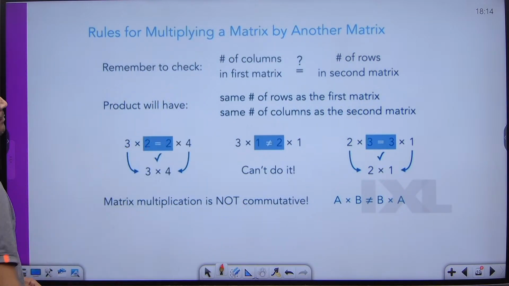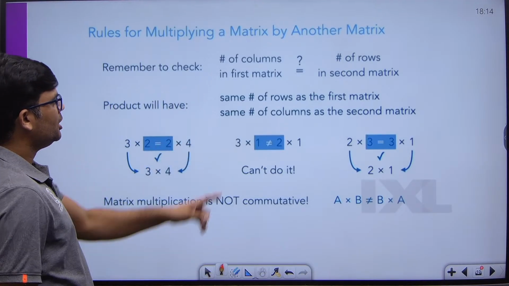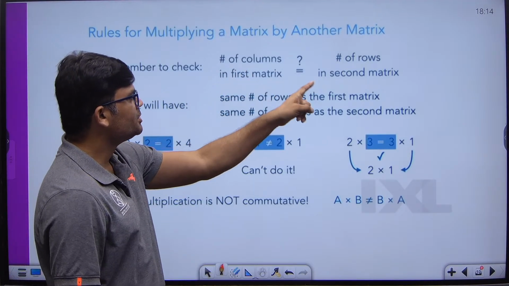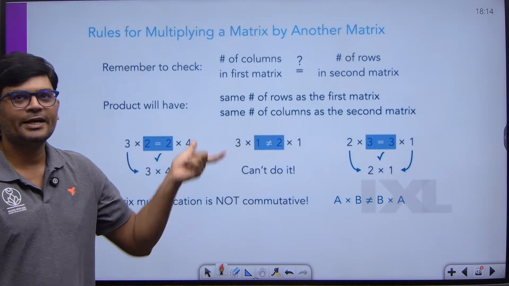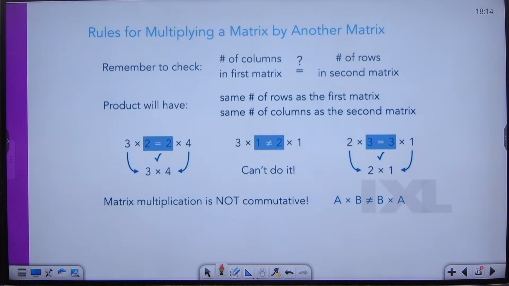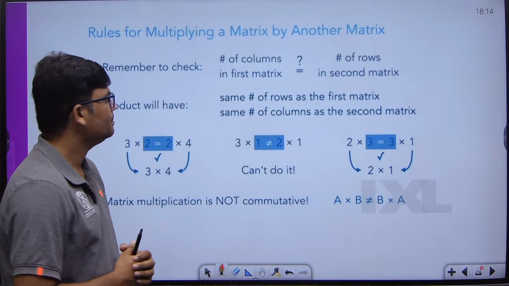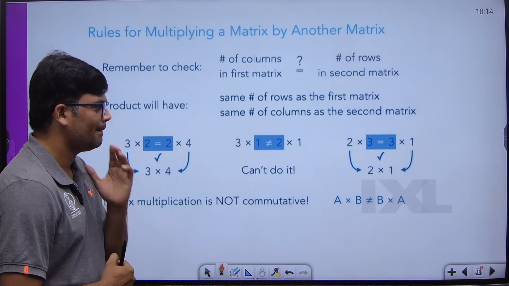So rules for multiplying a matrix by another matrix. So remember to check, the number of columns in the first matrix must be equal to the number of rows in the second matrix. Please note it down. Please write it down because this is the important thing that will be required for you. Rules for multiplying a matrix by another matrix.